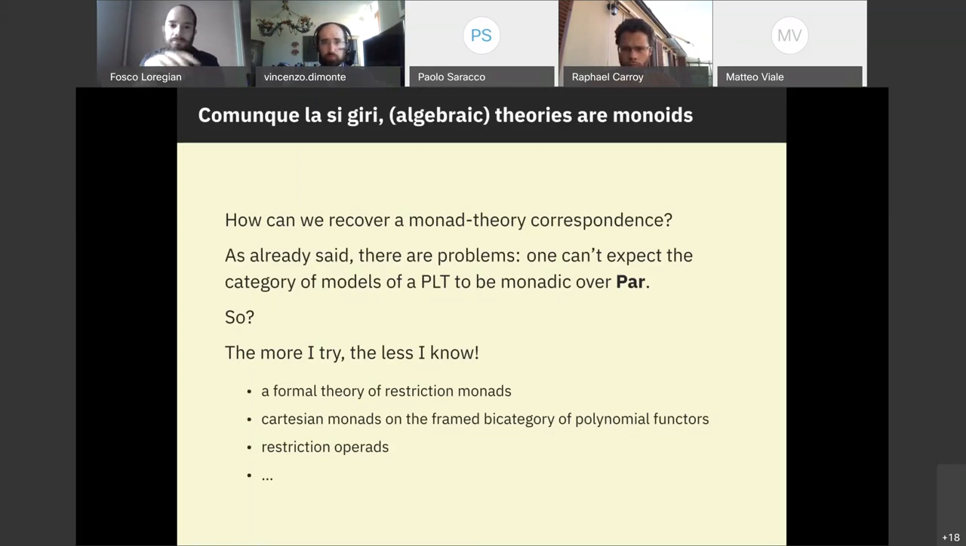I am exploring bicategories, double categories, whatever works. I'm extremely open, but for the moment, each flavor of two-category theory where I tried to cast a monad theory correspondence failed. So, in my opinion, this is a very enticing problem, especially because I suspect at this point that the solution is non-trivial. So if you have the answer, this is something I really care about. If you want to study with me, this is even better. This is something I really want to shed light on.